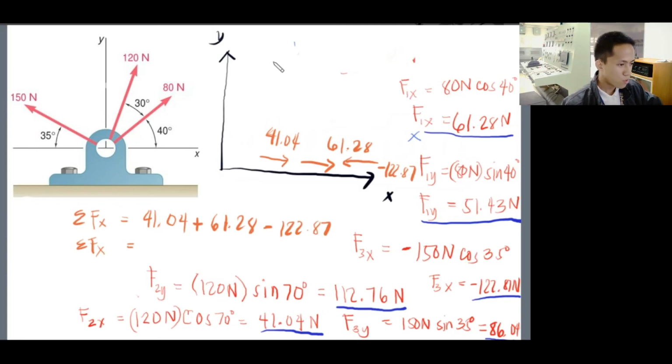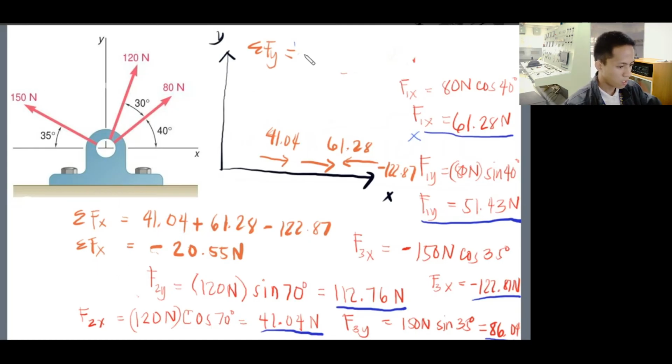Then, same guys, kunin natin yung summation of f of y. So, this is negative 20.55 newtons. So, ito yung summation of f of x natin. Meaning, ito yung resultant niya or equivalent niya sa x-axis ng ating resultant force. Ito yung x component ng ating resultant force.